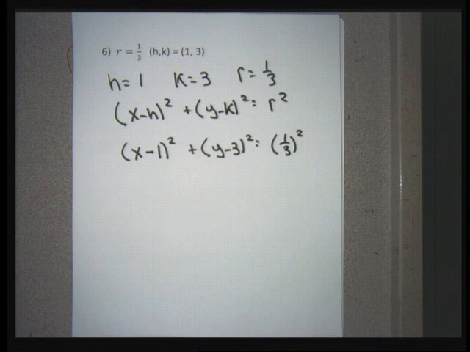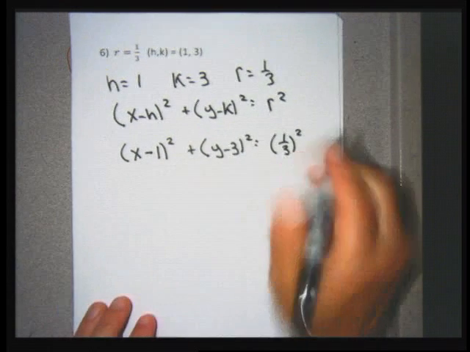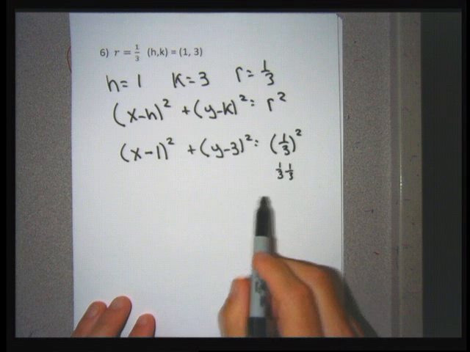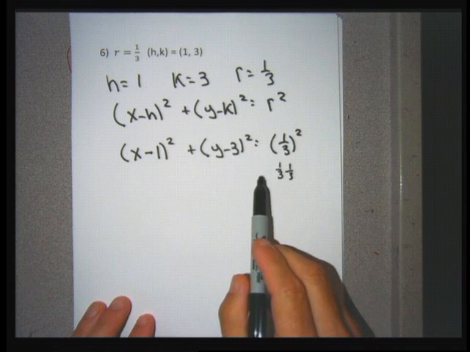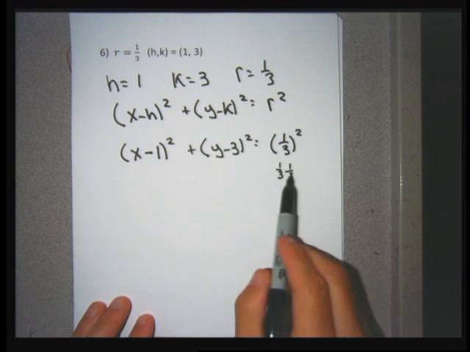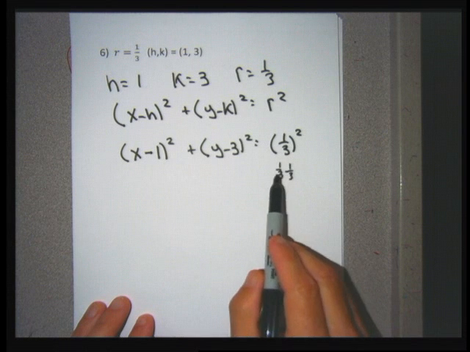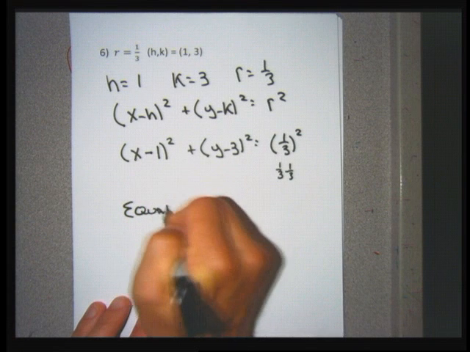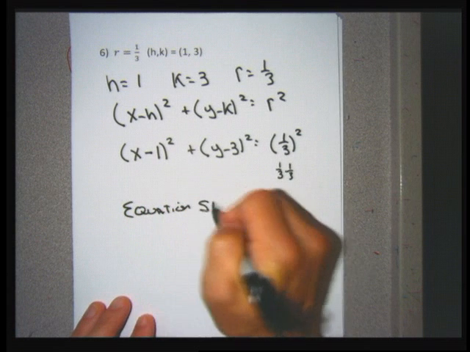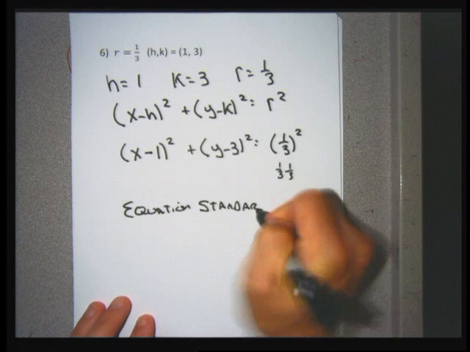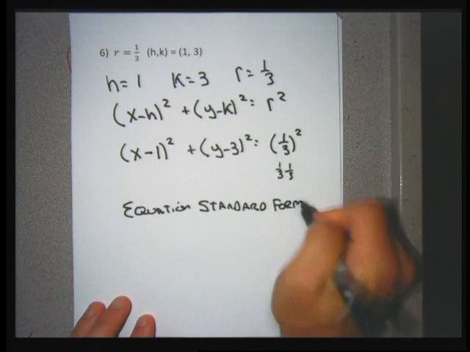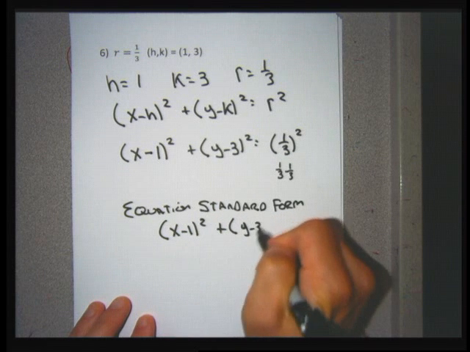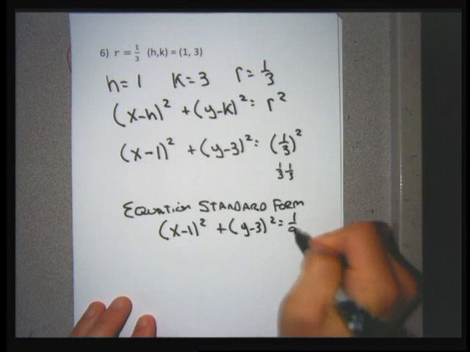The only thing I'm going to do to clean this up is square the 1/3. Squaring 1/3 is 1/3 times 1/3, and that's going to be 1/9, because when you square or multiply a fraction by itself, you multiply the numerators and the denominators together. The numerators are 1 times 1, which is 1. The denominators are 3 times 3, which is 9. So the equation written in standard form and simplified is going to be x minus 1 quantity squared plus y minus 3 quantity squared equals 1/9.